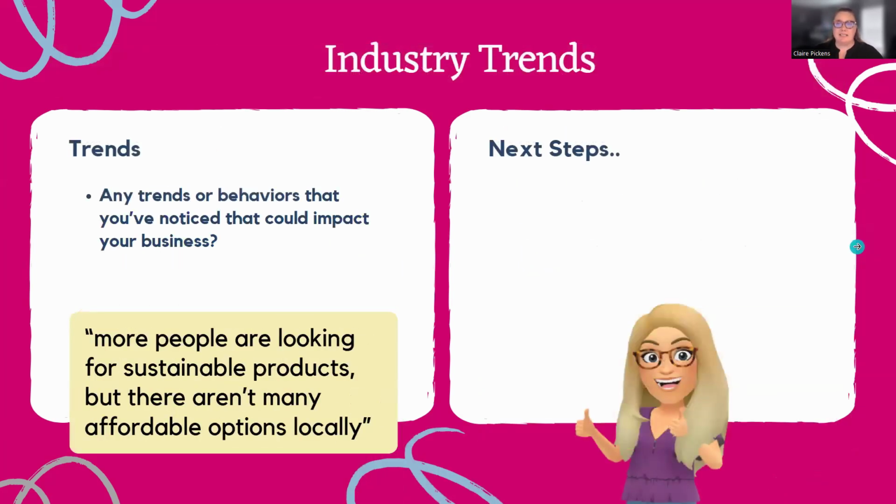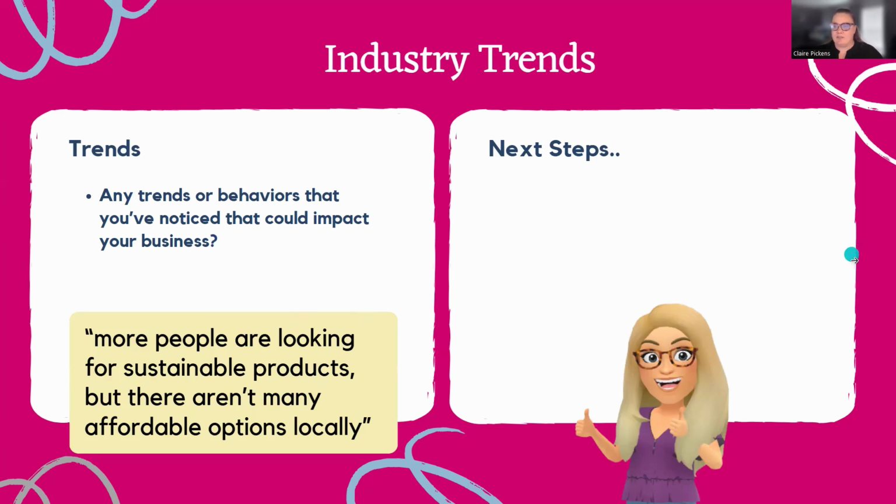Next, let's look at the industry trends. Are there any trends or behaviors that you've noticed that could impact your business? More people are looking for sustainable products, but there aren't many affordable options. This is a specific industry trend that this business intends to serve. We're going to deep dive into this information to put it into your business plan.